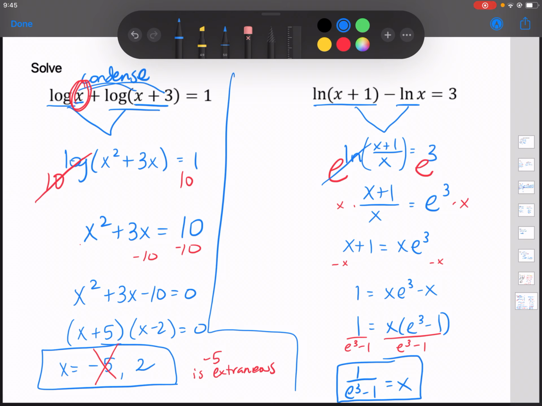So at this point, you do need to check your answer. Since it's x plus 1, as long as e cubed minus 1 is greater than negative 1, we're good. Actually, it has to be greater than 0 because of this one. And e cubed is going to be a positive number, and it's going to be pretty big. So if you type that into your calculator, I don't know the number exactly, but it is bigger than 0. If you do 1 over e cubed minus 1, we are good to go.